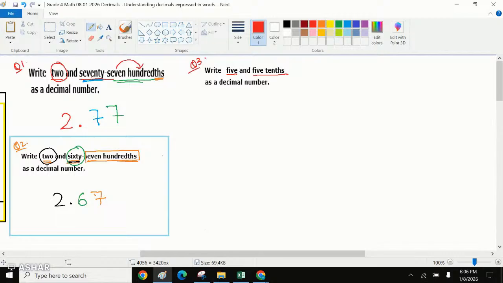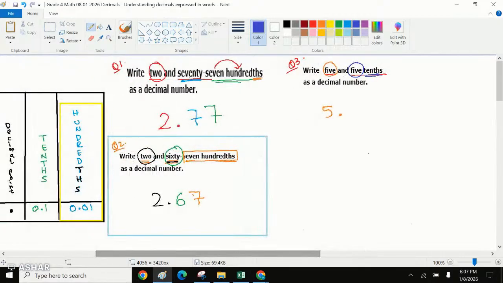So what will that be? 5 and 5/10 would mean 5 is the ones, right? This 5 would be the ones, and then the decimal point. And we have 5 tenths. It ends with THS. That means 5 multiplied by 0.1 will be 5.5.